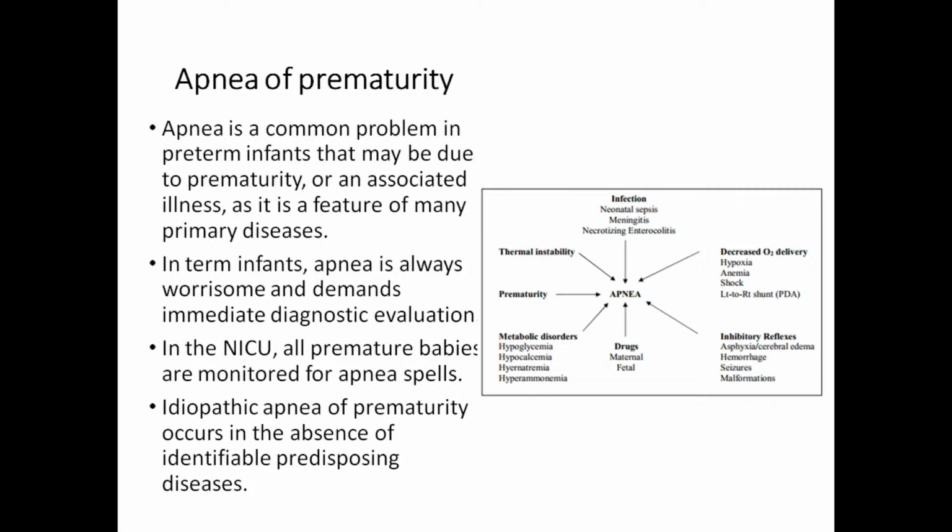Okay, apnea of prematurity. Infection, thermal instability, prematurity, metabolic disorders, drugs, inhibitory reflexes, decreased oxygen delivery, they all can be the reason for apnea. Apnea is a common problem in preterm infants that may be due to prematurity and associated illness and is a feature of many primary diseases.